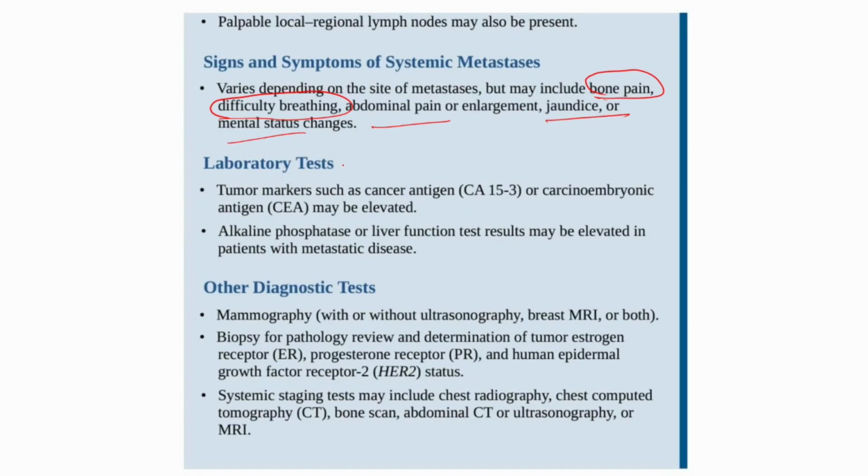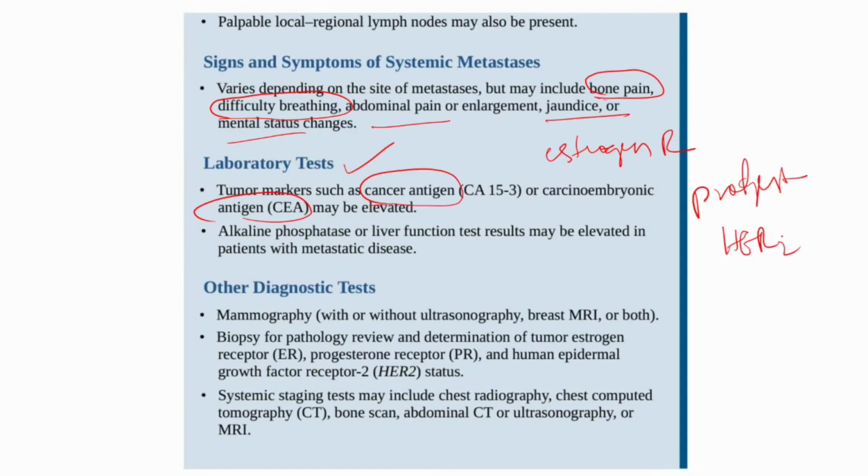And in laboratory tests, what happens? Tumor markers such as cancer antigens will be positive, carcinoembryonic antigen (CEA) will be positive, and the patient will have elevation of estrogen receptor, progesterone receptor, and HER2 receptors. All these will be activated; they are positive. Alkaline phosphatase or liver function tests sometimes will be elevated.